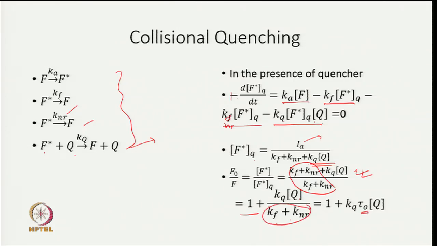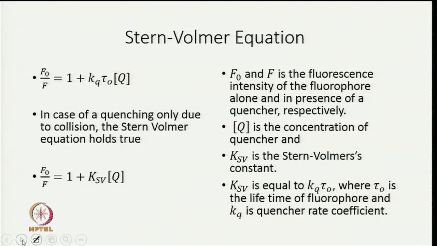And 1 divided by Kf plus Knr is known as lifetime, and so we have this equation: F naught by F is equal to 1 plus Kq tau naught into Q. This is the well known Stern-Vollmer equation. In case of quenching only due to collision, the Stern-Vollmer equation holds true.